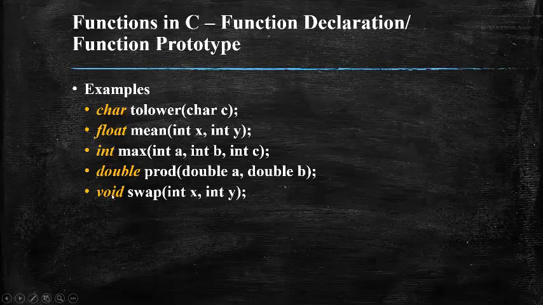Sometimes your function can return no value. In order to indicate that, we can make use of the data type void. So here is one example. I have declared a function swap, and the return type of the function is void. It accepts two input arguments x and y.